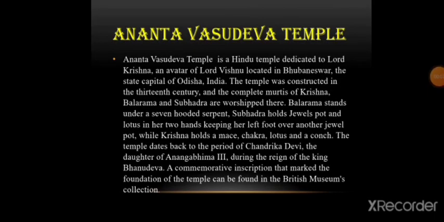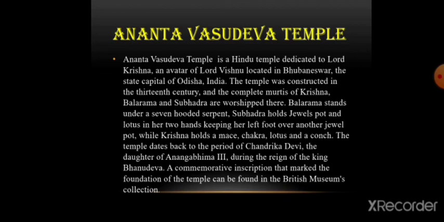Ananta Vasudeva Temple. Ananta Vasudeva Temple is a Hindu temple dedicated to Lord Krishna, an avatar of Lord Vishnu, located in Bhubaneswar, the state capital of Odisha, in India. The temple was constructed in the 13th century and the complete murtis of Krishna, Balarama and Subhadra are worshipped there. Balarama stands under a seven-hooded serpent.